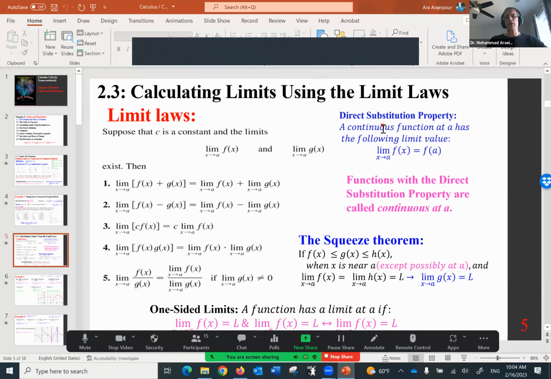The concept of direct substitution applies when we are dealing with continuous functions, and also the squeeze theorem. If g is between f and h, and the limit of f and h, both of them as x approaches a, is the same thing, then the limit of g must also be the same.